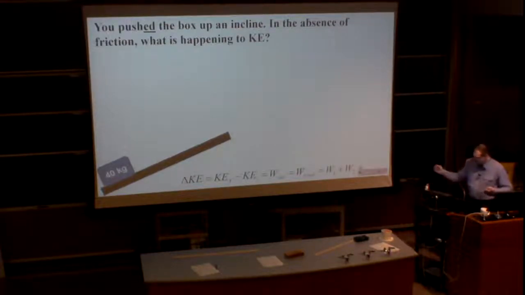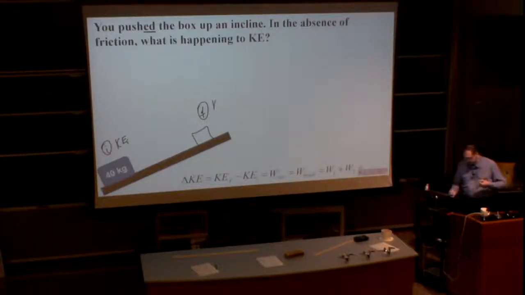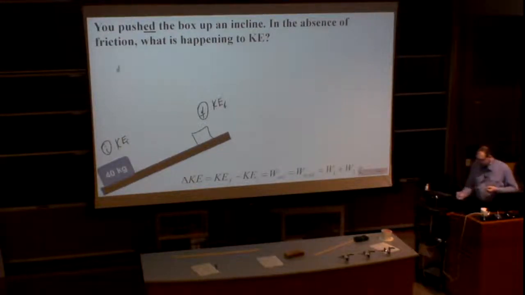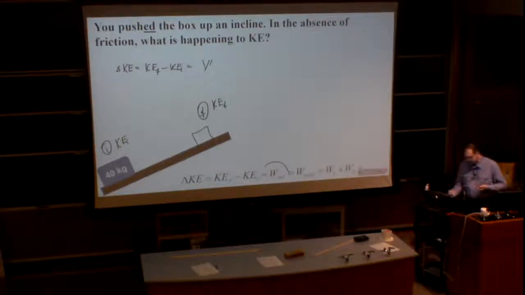we need to think about two instances or two locations of an object. The first, which we call initial, and the second, which we call final. At the initial location, the object has certain initial kinetic energy. At the final location, the object has certain final kinetic energy. And the change, which is always equal to the difference between final value and initial value, must be equal to the net work done by all forces on this object.